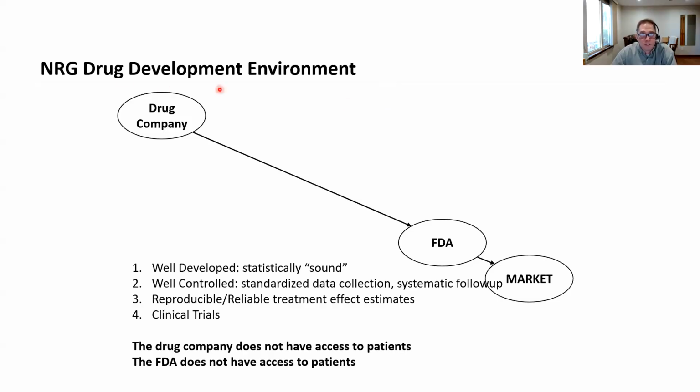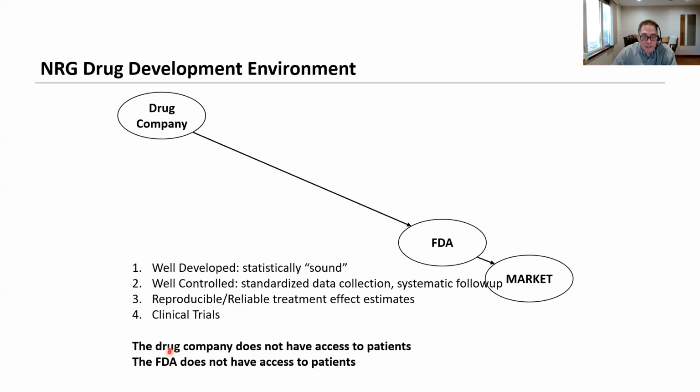In the drug development cycle, there's a drug company that has a super fantastic drug that they absolutely need to get to their patients in the market. In order to get to the market, they have to go through the FDA, right? And in order to get through the FDA, you have to have a well-developed, statistically sound, well-controlled, standardized data collection, systematic follow-up, reproducible clinical trial. These are the general characteristics of what the FDA is looking for.